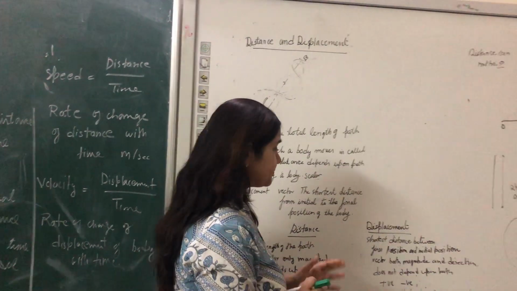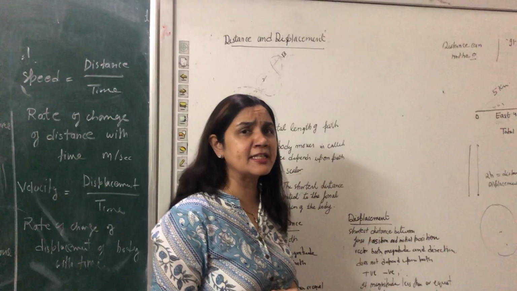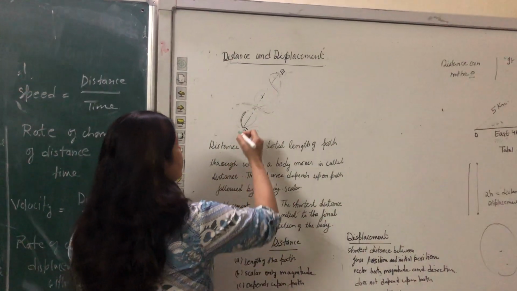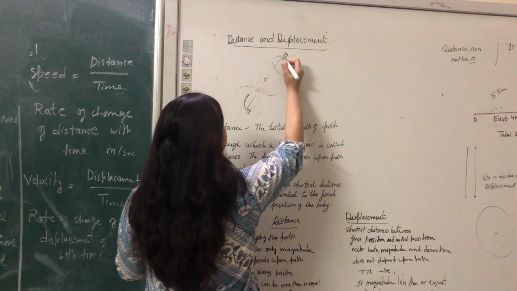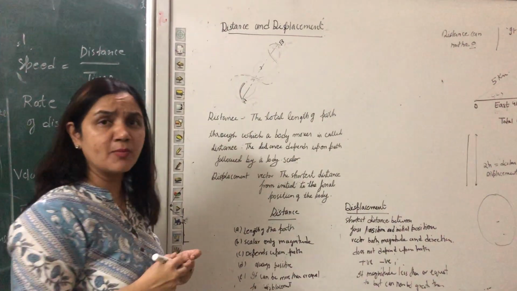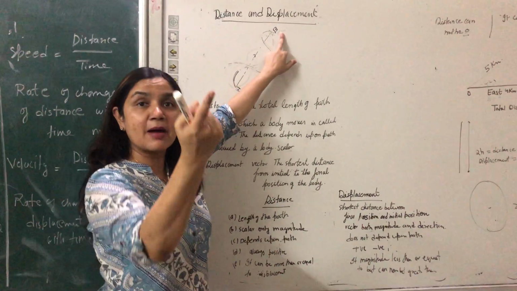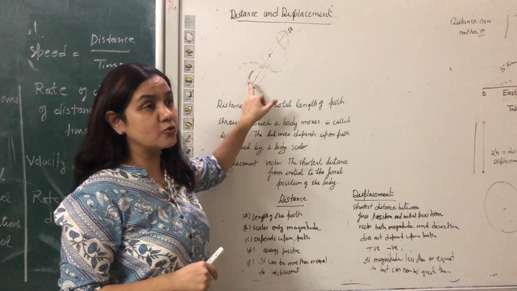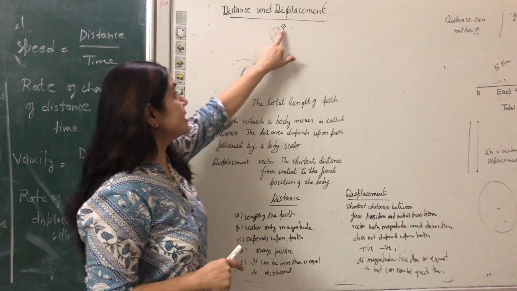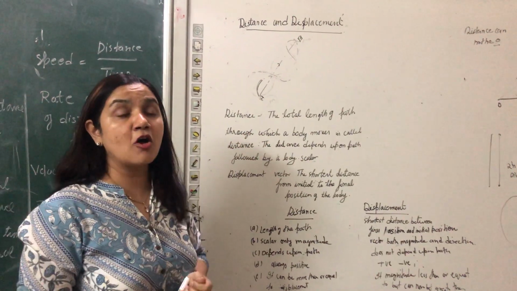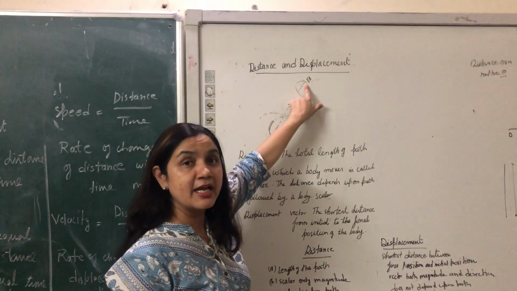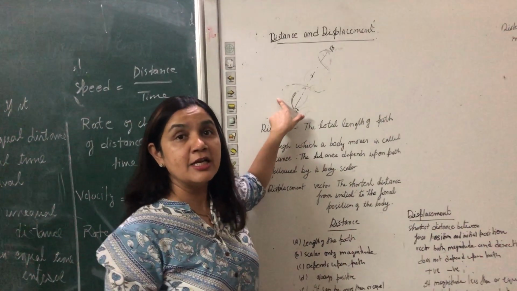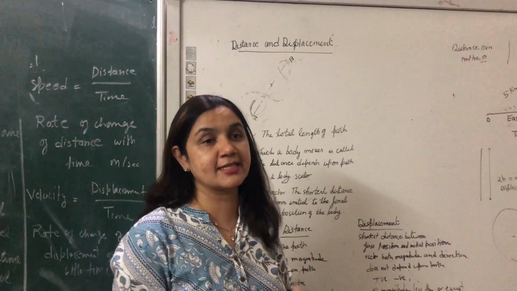Simply, how will you calculate the distance and displacement? Suppose a person is going from A to B, the distance between A and B is 3 km, and finally he is coming back from B to A. The distance is 3 km. So how will you calculate the total distance? A to B 3 km and then B to A 3 km. So the total distance is 6 km.